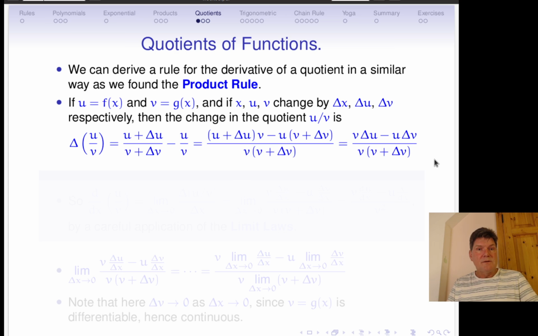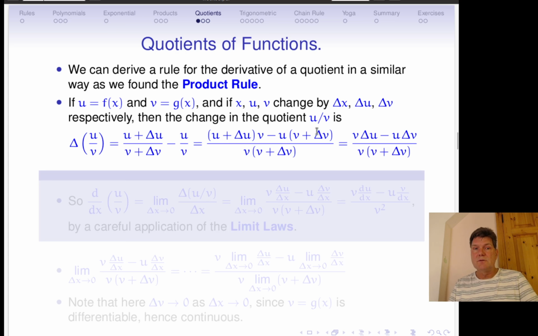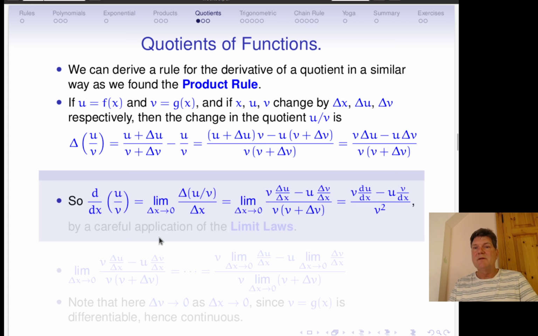And as we did in the product rule, this describes the change in the quotient. In order to determine the rate of change in the quotient, we divide this whole thing by delta x and then calculate the limit as delta x approaches 0 to get the derivative of the quotient. And the derivative, d over dx of the quotient u over v, is the limit as delta x goes to 0 of the expression we calculated just here, the change in the quotient divided by delta x.